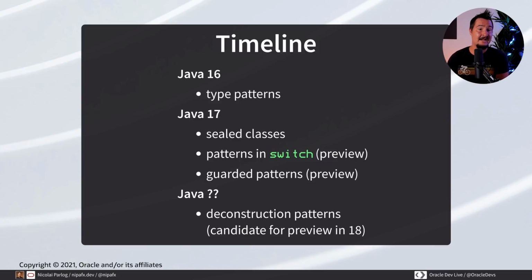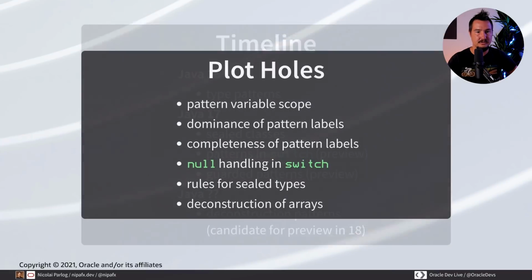Java 16 finalized type patterns. Java 17 finalized sealed classes. In Java 17, you can use patterns in switch, and you also have these guarded patterns, but those are both in their first preview too. So it's likely going to be a release or two before they're finalized. And then in some future version of Java, maybe, crossing fingers, in 18, we can get deconstruction patterns as a preview. So once again, those will also take a little bit longer until that's finalized. And those are all the features that I just showed you.